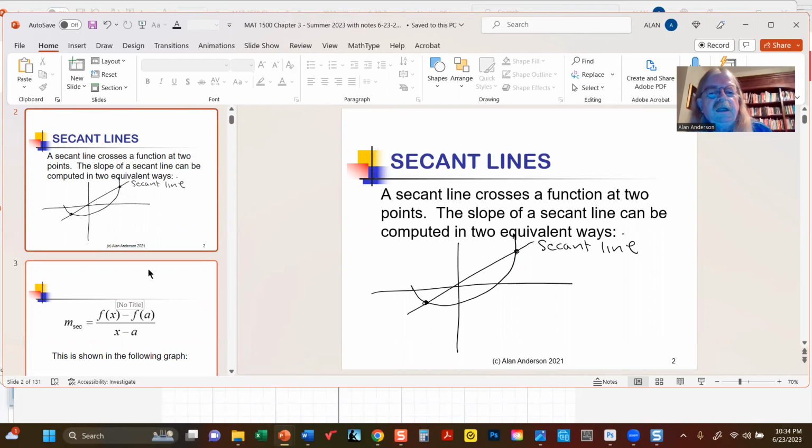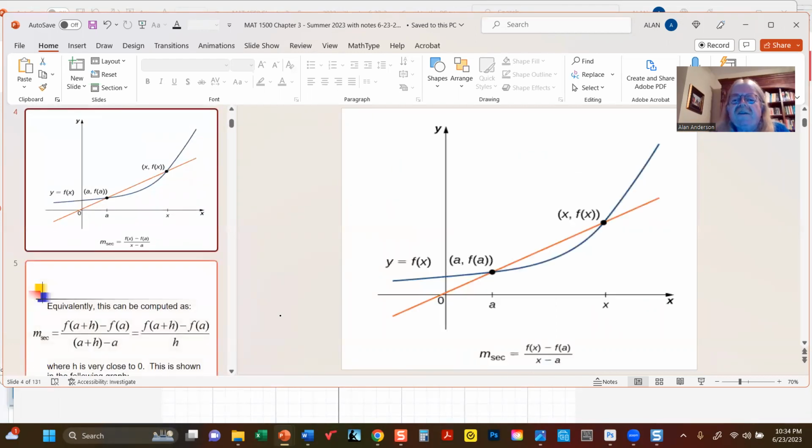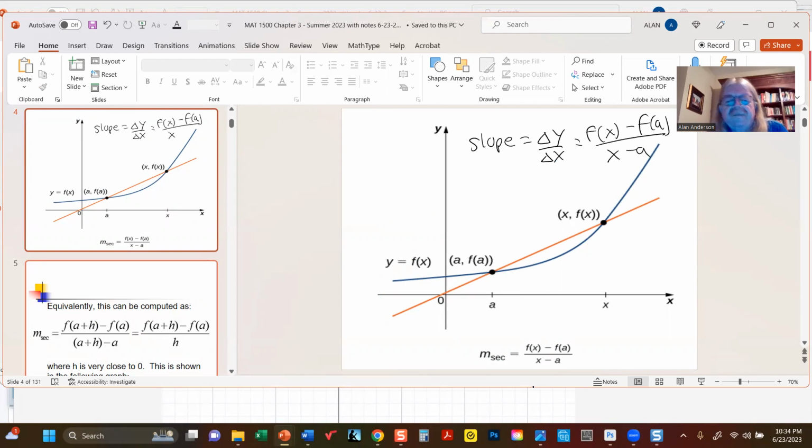Okay. Now, the slope of that secant line could be defined in the following way. Actually, let me show you the graph, and then we'll do it. The definition is down here at the bottom. So you have 2 points, a, f of a, and x, f of x. So the slope, which is, of course, delta y over delta x, is f of x minus f of a over x minus a.